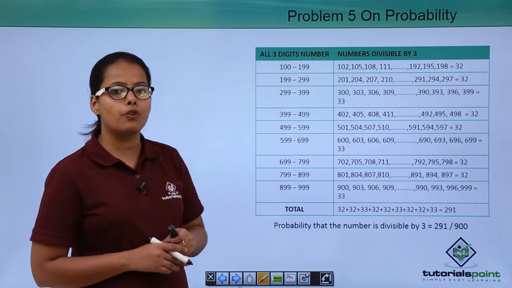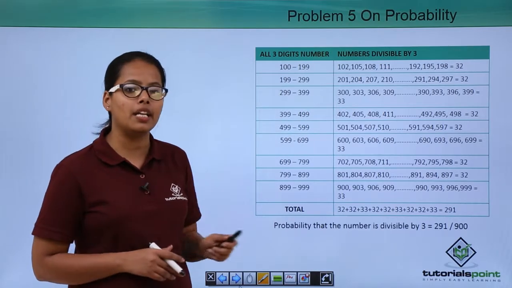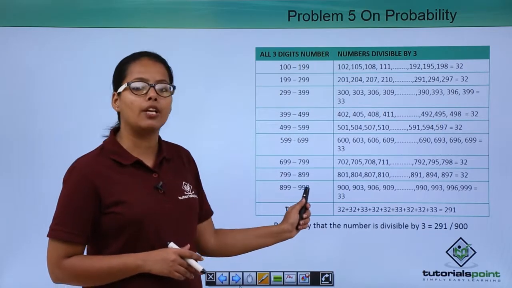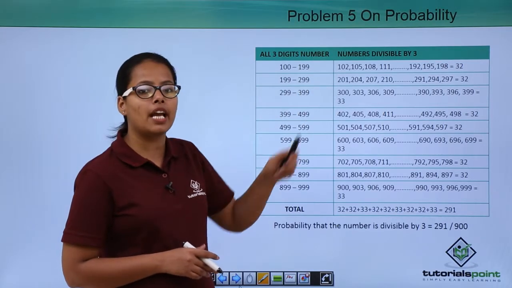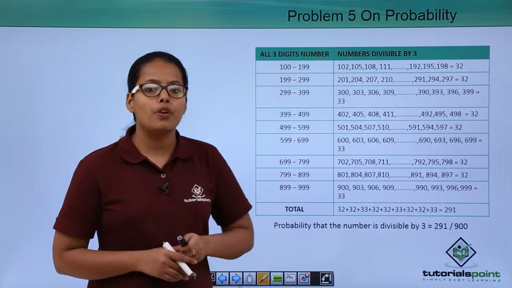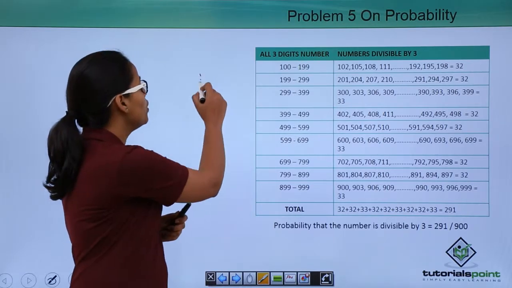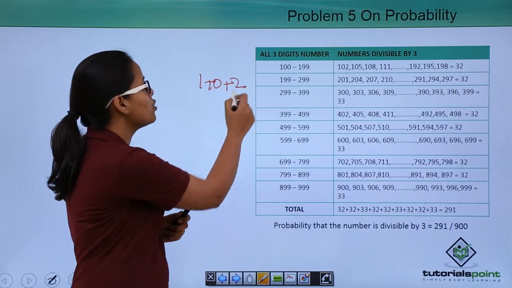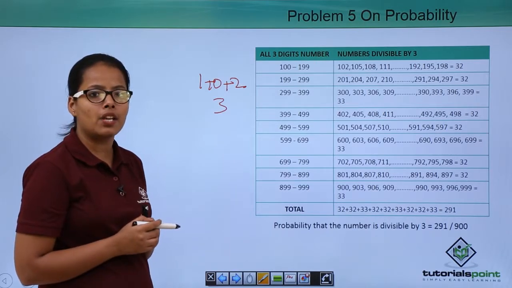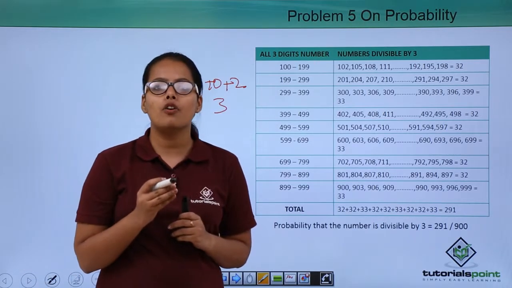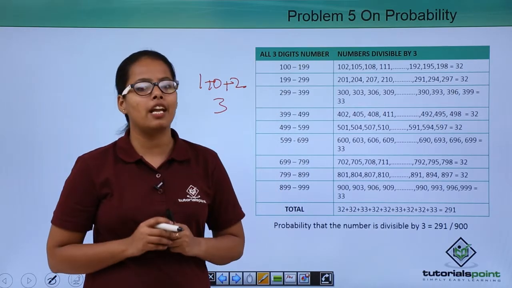So this range is for 100 to 199, 200 to 299, 300 to 399, and so on up to 900 to 999. The 3-digit numbers lying between 100 and 199 include 102. When you sum all the digits of 102, 1 plus 0 plus 2, it will give you 3. And you know that 3 is divisible by 3. If the sum of all the digits of a number is divisible by 3, then that number is divisible by 3. This was the hint for you.